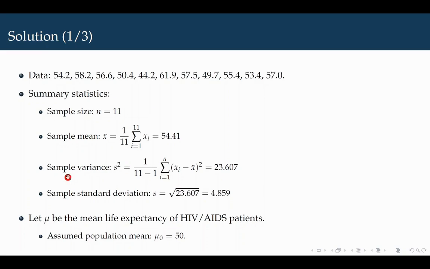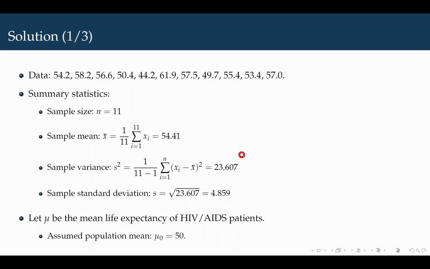And similarly, the sample variance can be calculated as 1 over n minus 1, which is 1 over 11 minus 1, times the sum of the square of the deviation of each value taken from the mean. Then the sample variance becomes 23.607. Similarly, the sample standard deviation is nothing but the positive square root of the sample variance. So the root of 23.607 becomes 4.859.